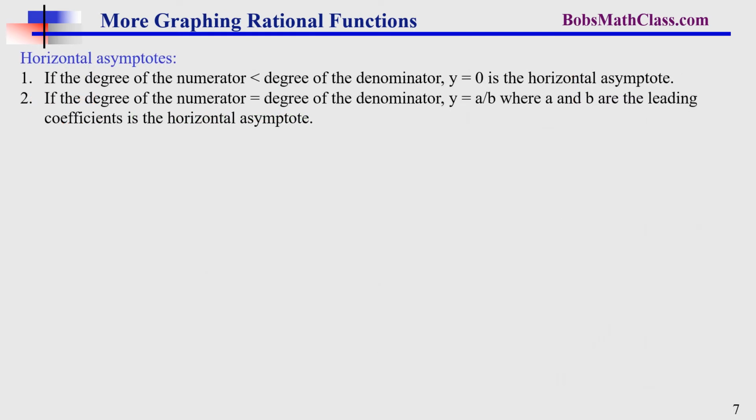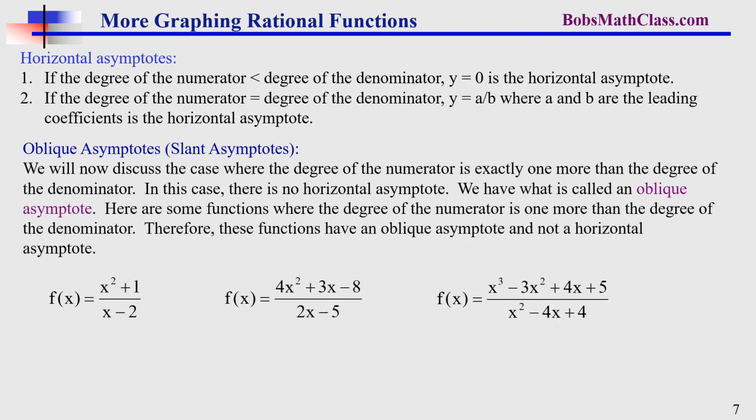All right, so just kind of reviewing a little bit. If the degree of the numerator is less than the degree of the denominator, then y equals 0 is the horizontal asymptote. And if the degrees are equal, then it's a over b, where a and b are the leading coefficients.